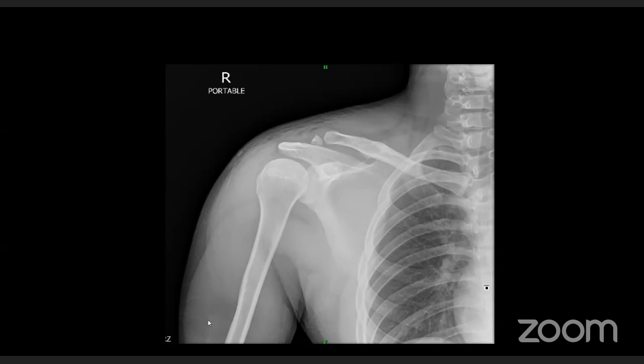But why is the clavicle jumping so high? Generally, what should be the distance between the clavicle and the coracoid process? This means the conoid and the trapezoid ligaments are also torn.